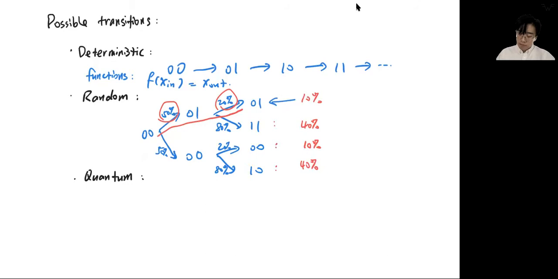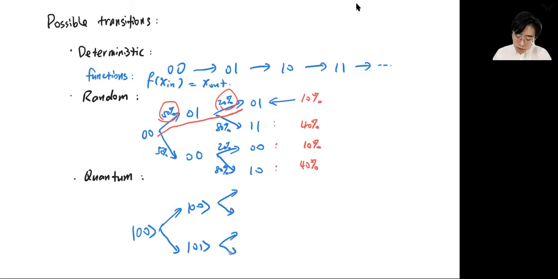Okay. For quantum transitions, something very similar happens. But this time, let's say this is a quantum bit. Again, we can transform 00 into different possible states. In this case, let's say it's 00 and 01. And then we can keep branching out as we did before. Suppose we have 00 here, 01 here, 00, 01.